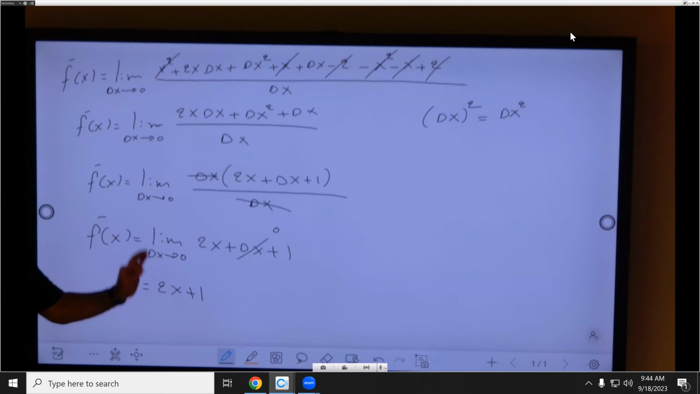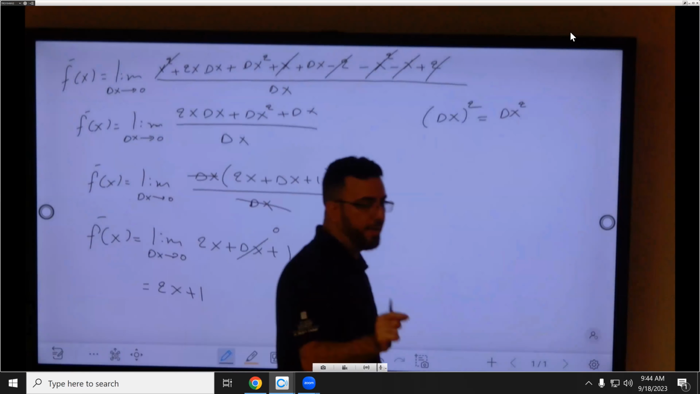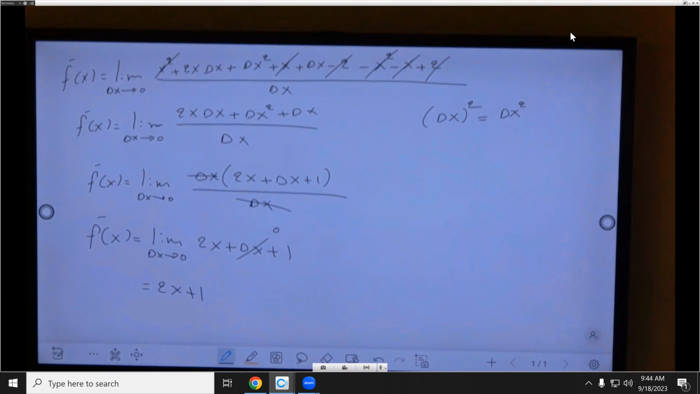So that means this is the limit, this is the derivative, the slope of the whole curve. If they ask you at a certain point, you have to plug in the point, okay?